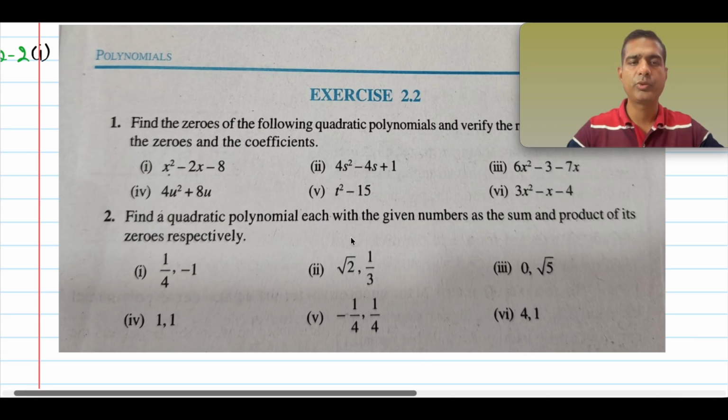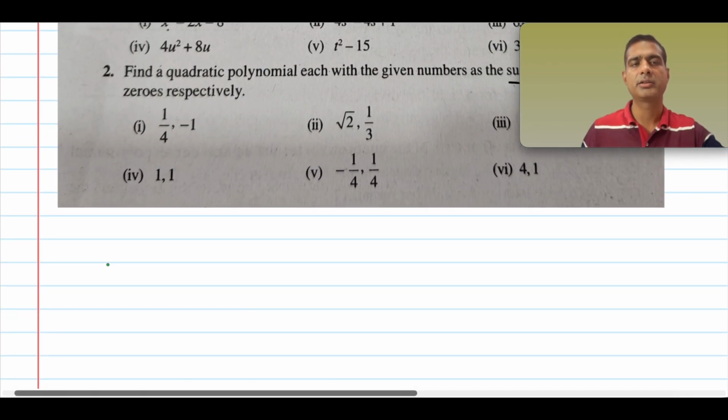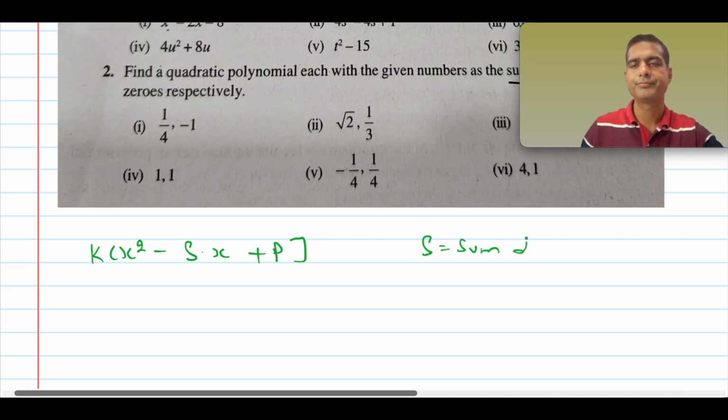Now let us try some questions from the part 2, that is question number 2. Find a quadratic polynomial each with the given numbers as the sum and product of its zeros respectively. So remember again, the sum and the product of the roots is already given. So we don't have to add and multiply them. So we know students, when the sum and product of the roots is given, we can write the polynomial as k times x square minus s x plus p, where s is the sum of the roots and p is the product of the roots.